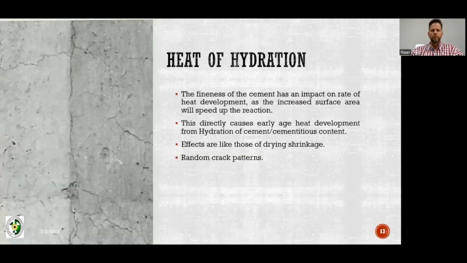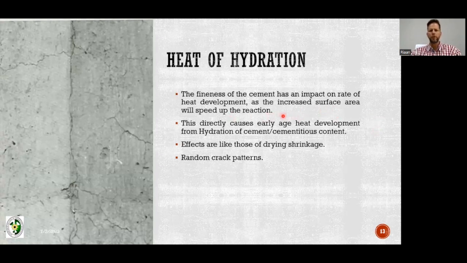Let me jump to the next slide. The most important note here is the fineness of the cement has an impact on the rate of heat development, as an increased surface area will speed up the reaction. The finer your cement, the more surface area. You remember we said a 52.5 has about 650 square meters of surface area over all the cement particles for 1 kilogram of that specific cement. And a 32 would have about 400, 380, 350 square meters. That's about double. And your surface area is in contact with moisture that reacts. So it's more area that then reacts in your concrete matrix.